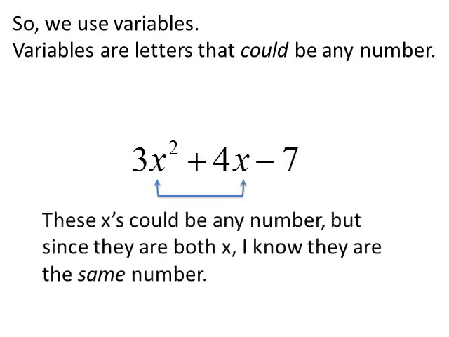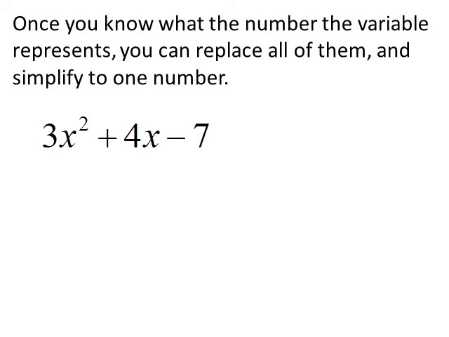But let's take those two x's. What I do know about those x's is that those x's could be any number, but since they're both the same letter, I know that whatever number it is, it's the same number. All the x's will have the same value. If I wanted a variable that could have a different value, I would have to use a different letter. So once you know what number the variable represents, you can just replace all of them in the problem. This is called substitution. And then you can use the order that we talked about earlier in the lesson to simplify it down to one number.